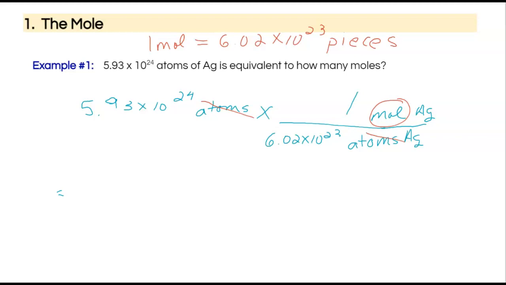And so when I round, I need to be careful about rounding here, right? Here I have a value with 3 significant digits, and so I'm going to round my value to 3 significant digits. It should be 9.85 moles of silver. Okay, and so there you can see that I've simply used this equivalence here in order to calculate my moles. Let's try another question.